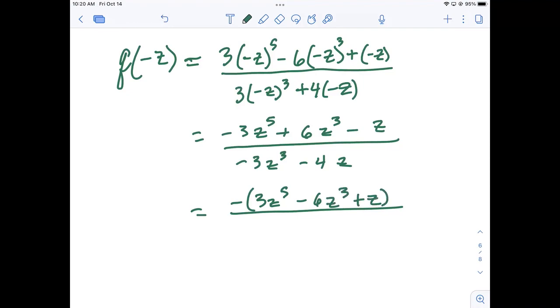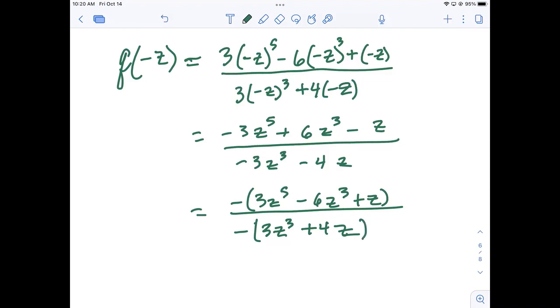And if I were just to take the negative out of the top and bring it to the front, like we did previously, then it would have to be already the same. But it's not until I factor out a negative from the bottom as well. So I get positive 3z cubed plus 4z.